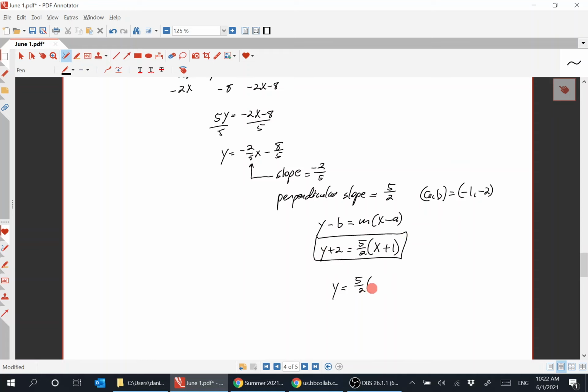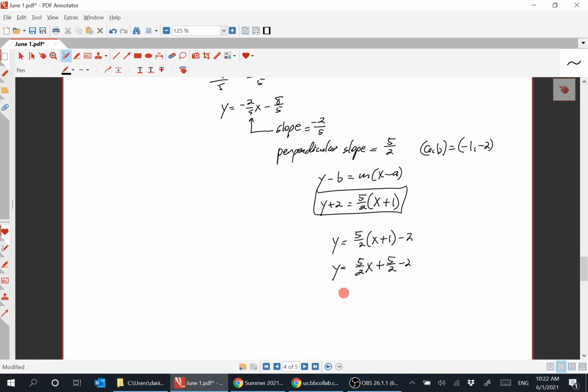Slope-intercept form, if you want, it looks like this. So 5/2 x plus 5/2 minus 2. So y is equal to 5/2 x, and then 2 is 4/2. So 5/2 minus 4/2 is 1/2. So that is the line that we're looking for here. This answer or that answer is acceptable.